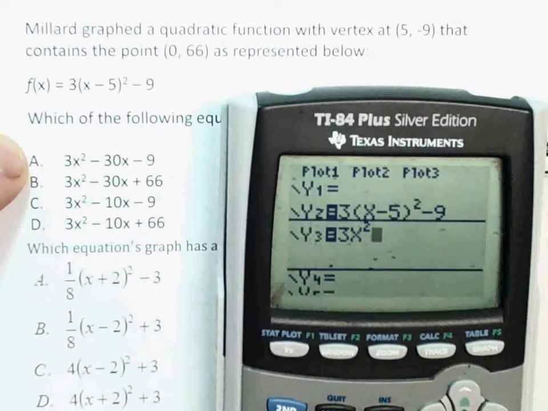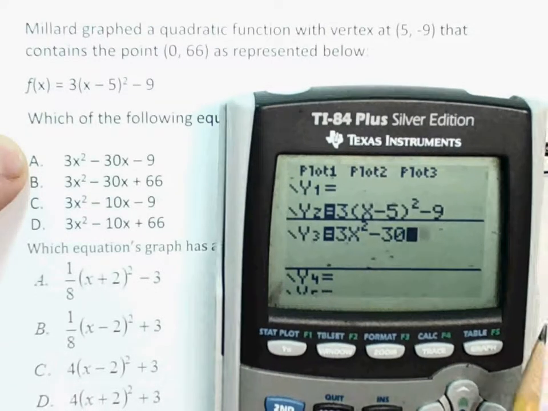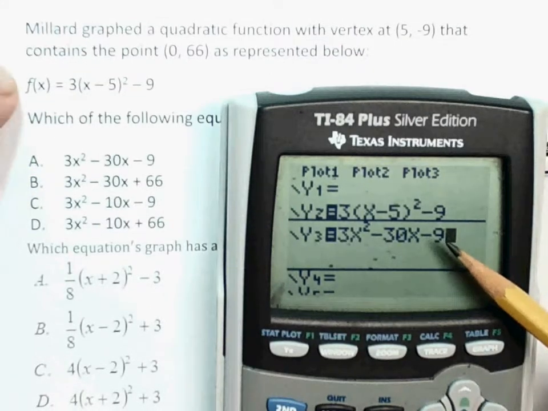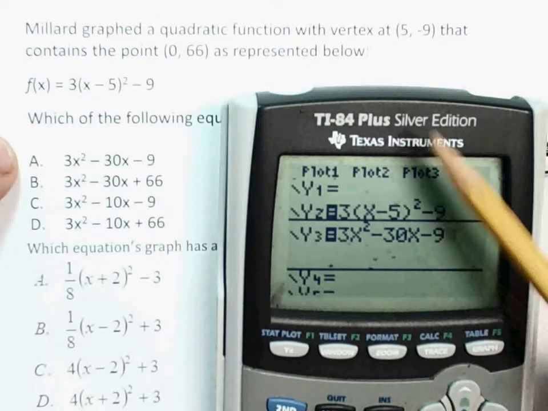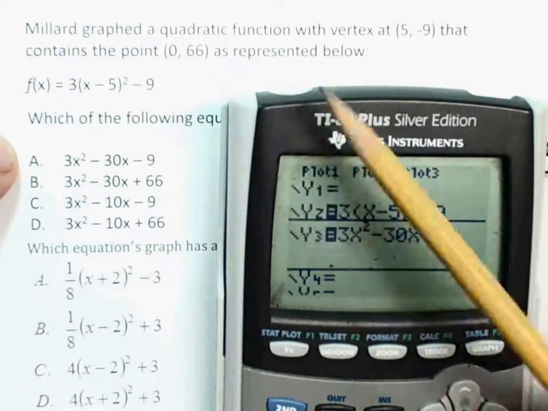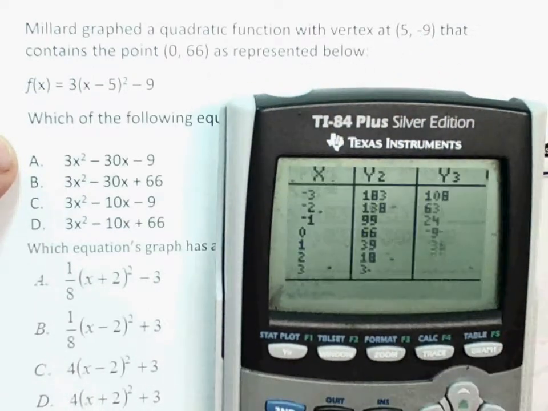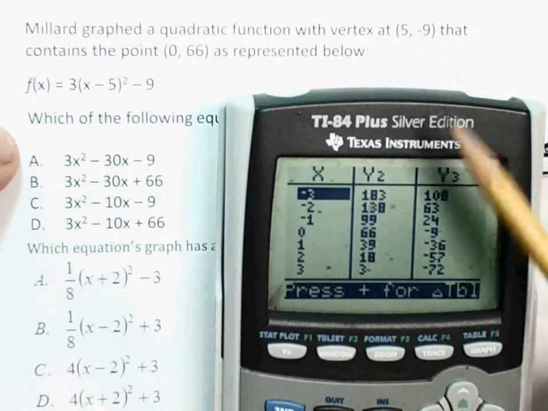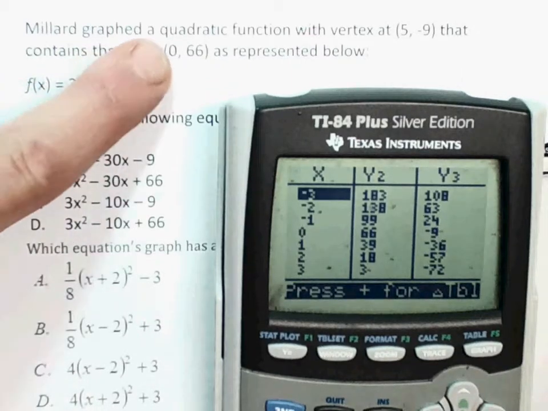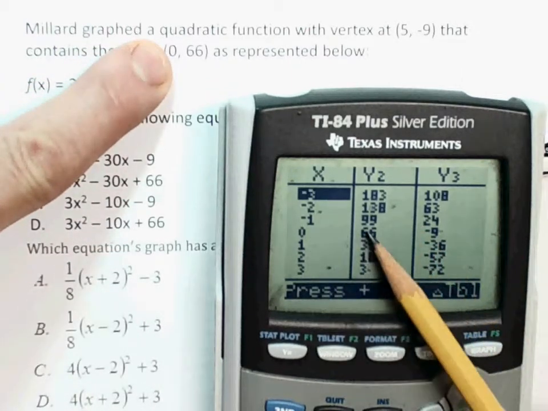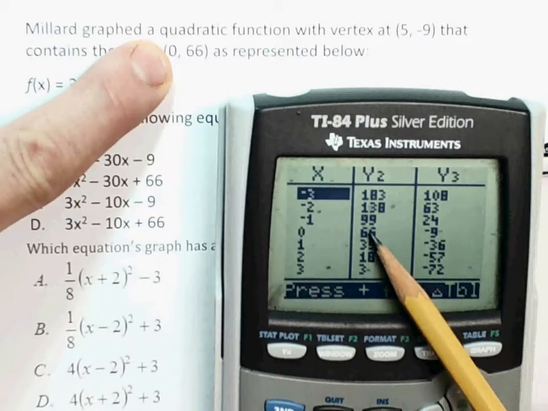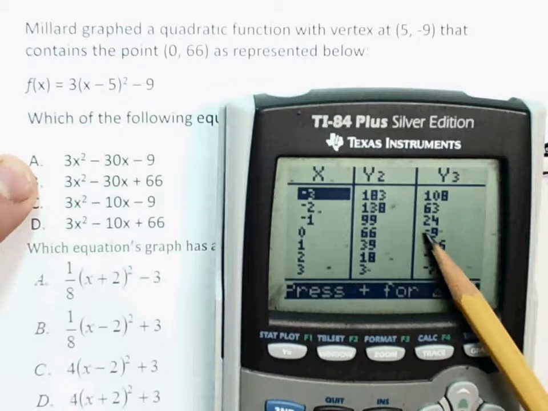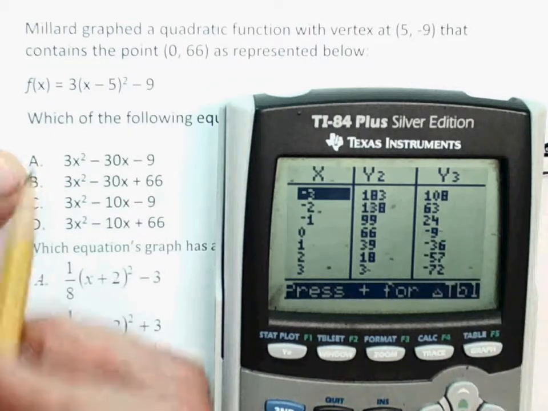3x squared minus 30x minus 9. Now if these two are the same, if A matches this right here, when we go to the table, we should have both of these points there. Alright, so let's go to the table. Do they both have 0, 66? 0, 66 for the original problem. 0, -9 for the one I'm comparing it with. So this one does not work.